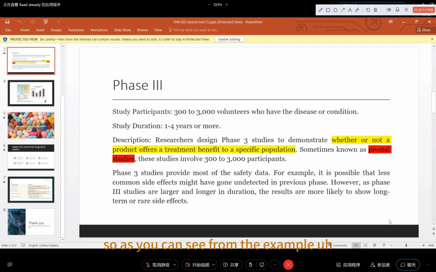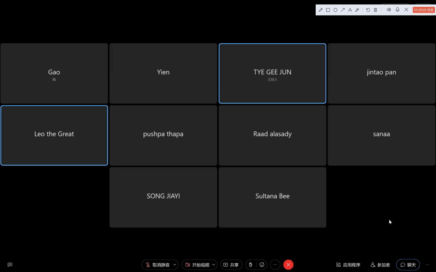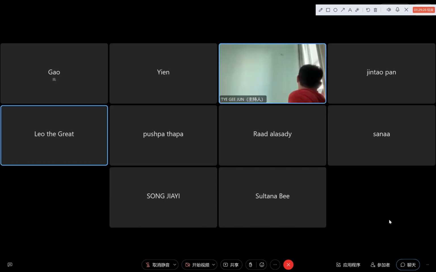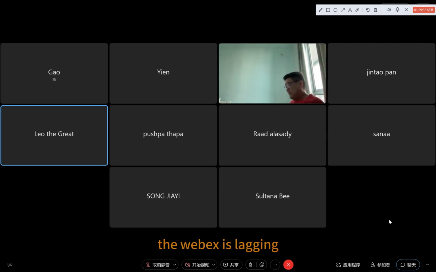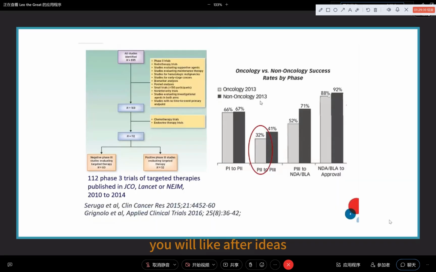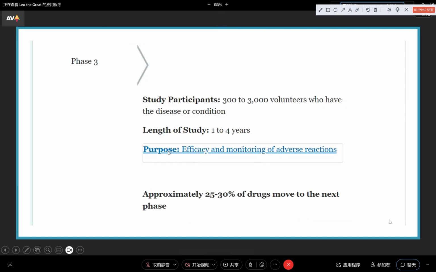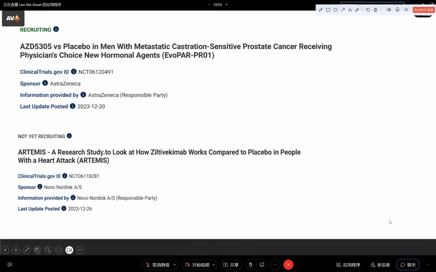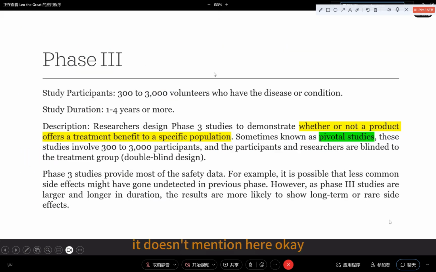So as you can see from the example, where's my mouse? Oh, wait. Rod is presenting. Okay, Leo now. Wait, the WebEx is lagging, especially when you open too many things, it will lag. Like this. So, yes.